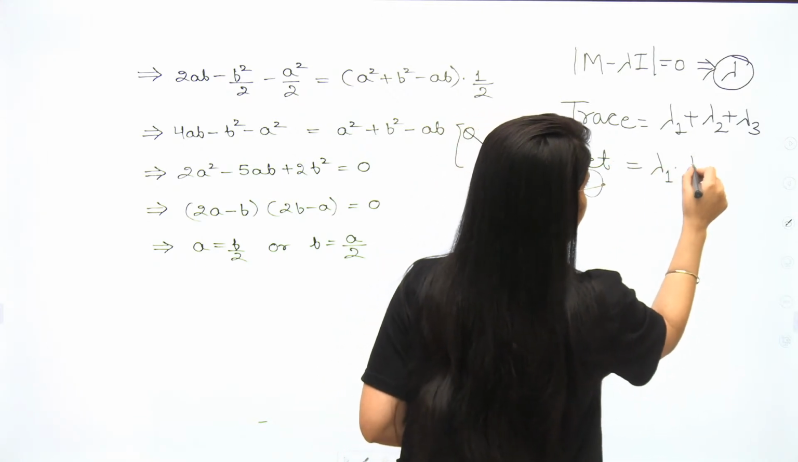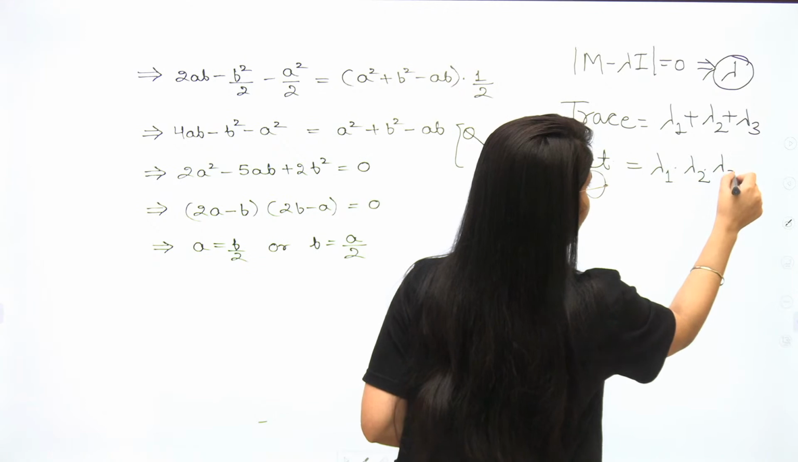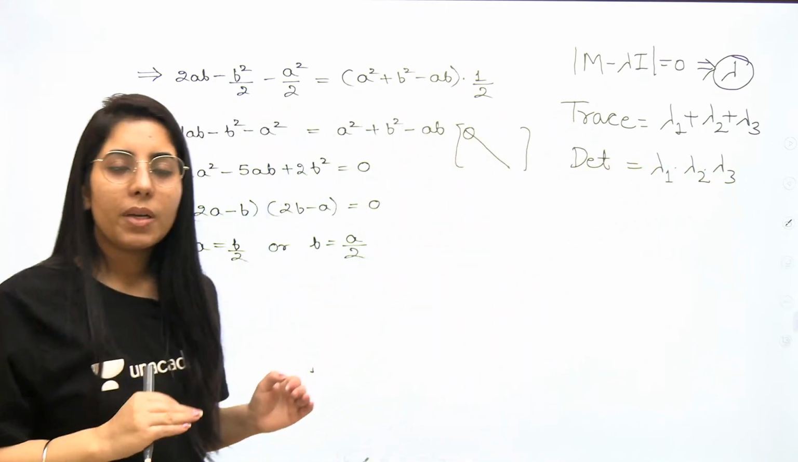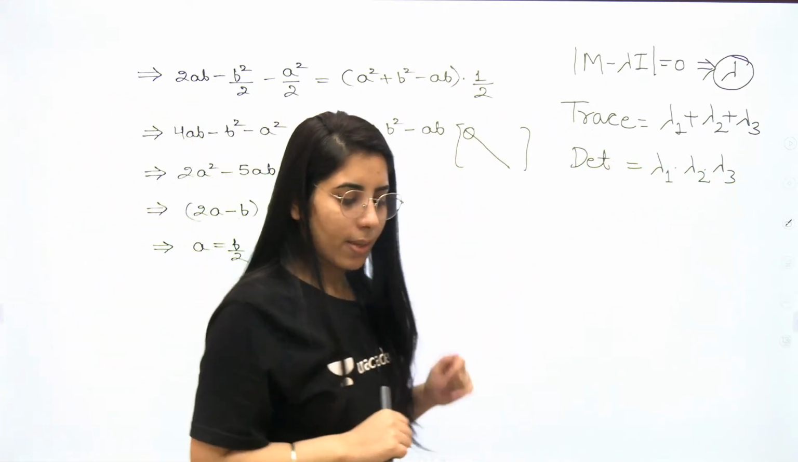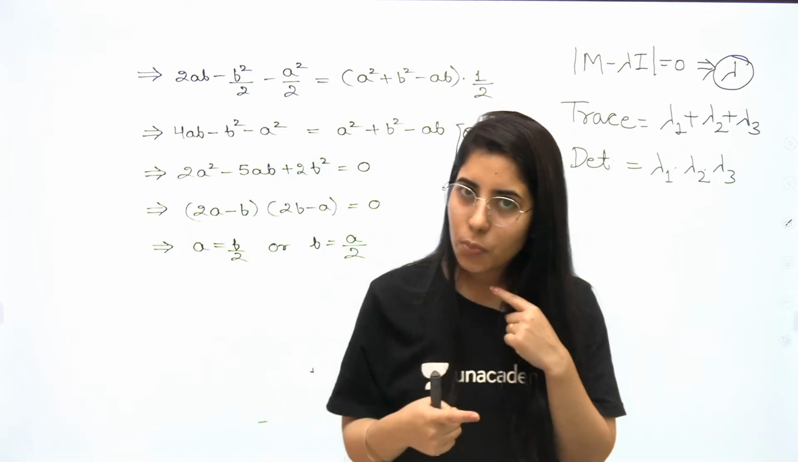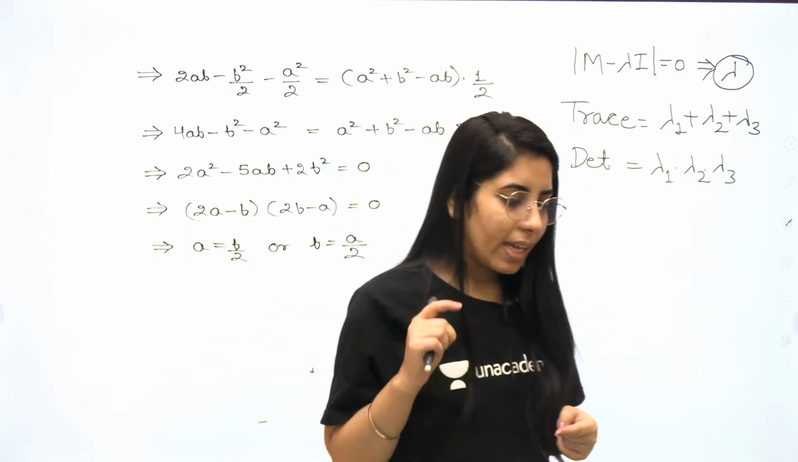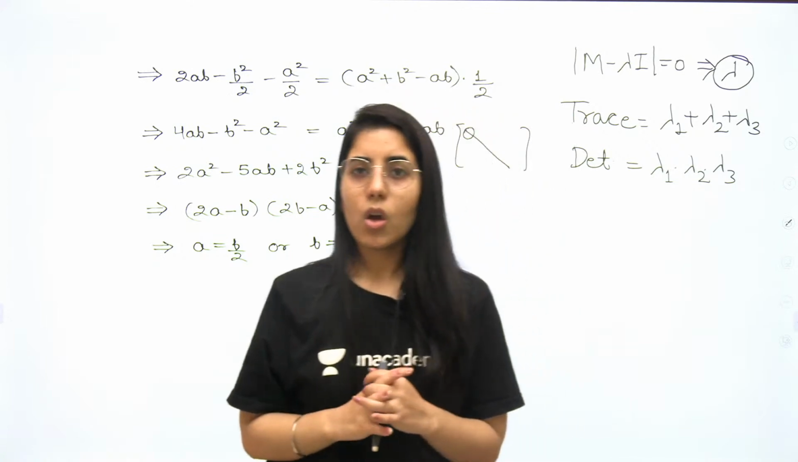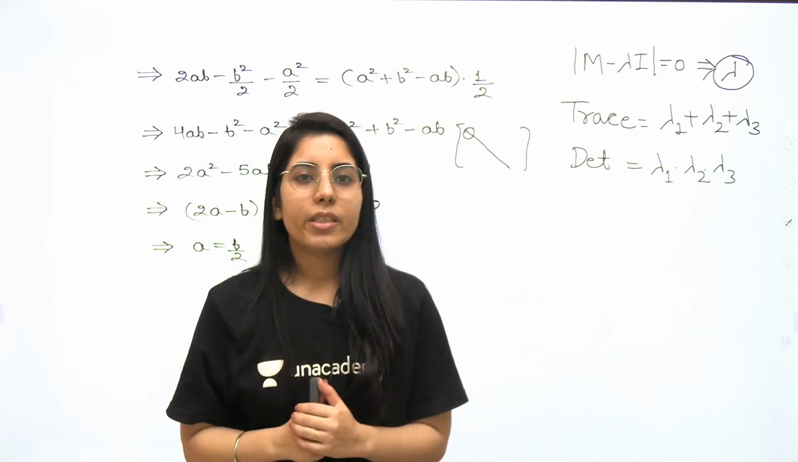determinant of the matrix. That means lambda 1, lambda 2, lambda 3 product will be equal to the determinant of the given square matrix. If we are going to talk about the next point, that can be related to Cayley-Hamilton theorem. Okay, what is this Cayley-Hamilton theorem?